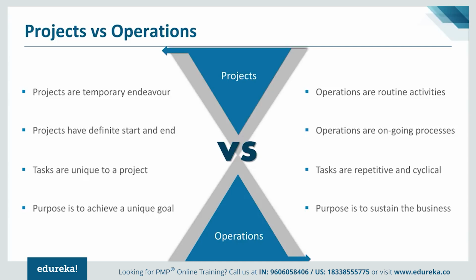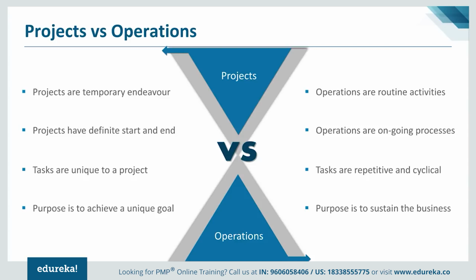Another confusion that people might have is to understand the difference between projects and operation activities. Let's quickly take a look at the difference between project and operations. So some of these things we have already covered. Projects are temporary. It has a start date, it has an end date. So it's a temporary endeavor which is undertaken, as I mentioned, in order to produce some product, result, or to provide some service. Projects have a defined start date and end date. That's another thing which we already spoke about.